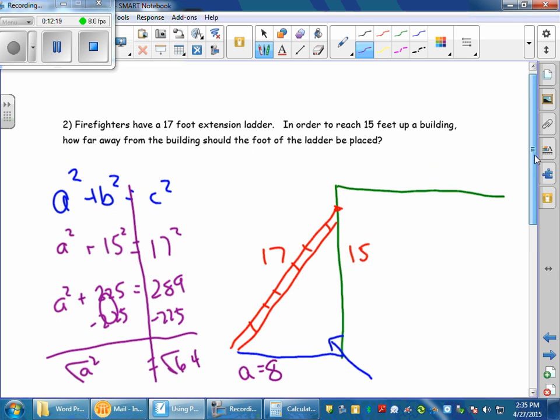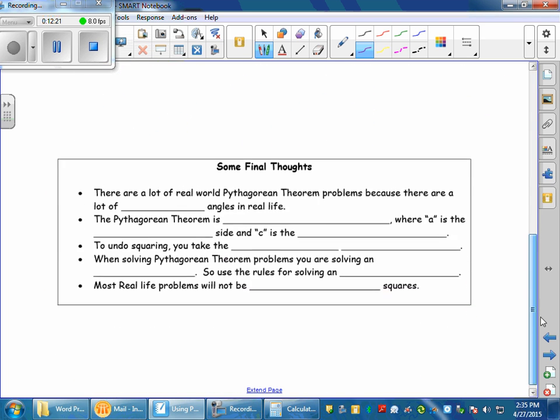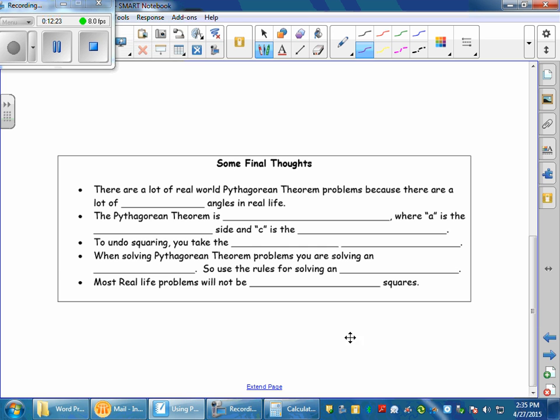So hopefully you did pretty good on both of those questions. Before we start our homework, let's do some final thoughts. There are a lot of real-world Pythagorean theorem problems because there are a lot of what type of angles in real life? Right angles. The Pythagorean theorem is a squared plus b squared is equal to c squared, where a is the small side, it's the first side, and c is the biggest. To undo squaring, you take the square root. It's the opposite, sort of just like multiplying and dividing.